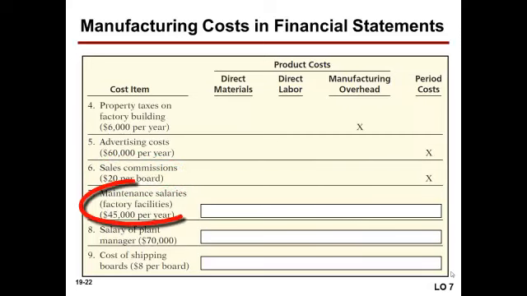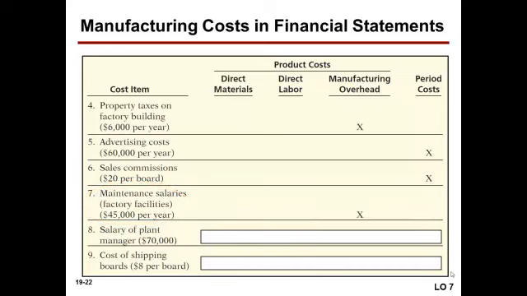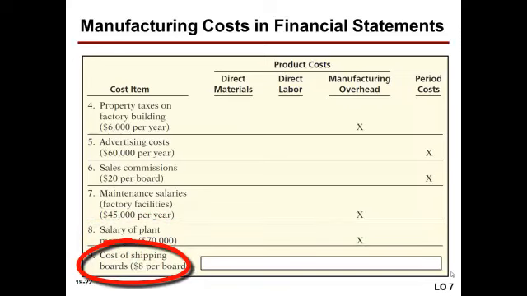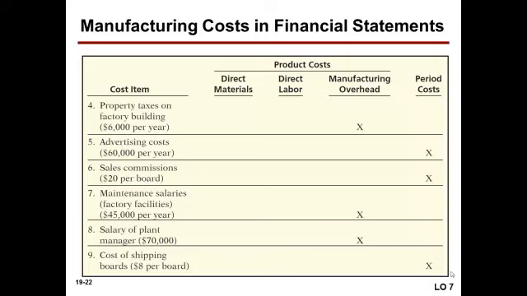Maintenance salaries for factory facilities. Part of the product or plant manufacturing costs, not DM, not DL, therefore manufacturing overhead by default. The salary of the plant manager, likewise. He's not making the product, he's there to ensure that the factory runs smoothly. Indirect labor, part of manufacturing overhead. The cost of shipping the boards, $8 per board. Now, it's not the cost of making it, but it's the cost of getting it where it has to go, a period cost, expensed as incurred.